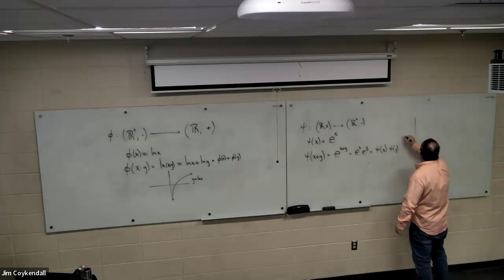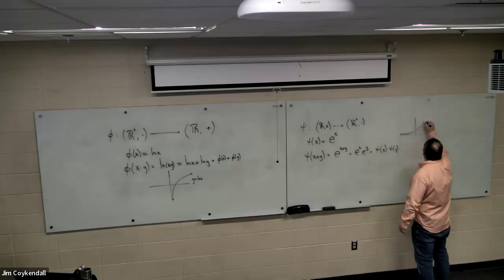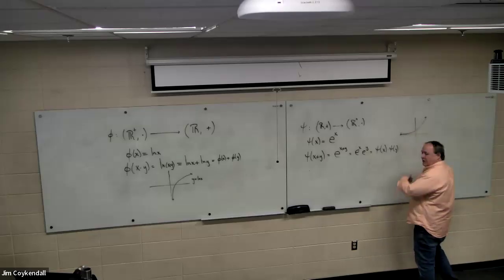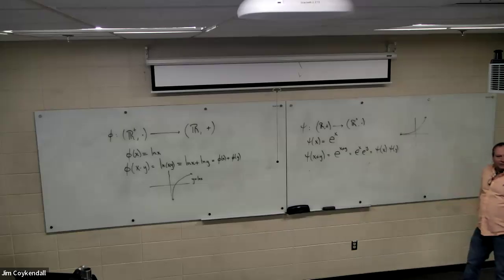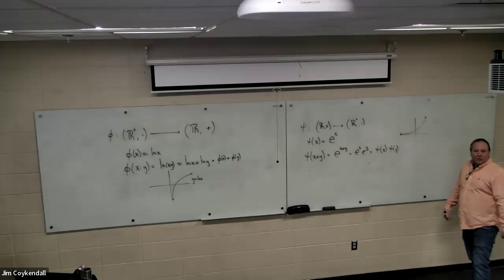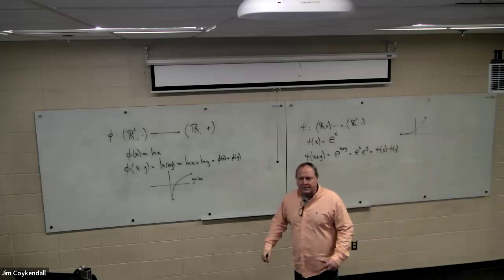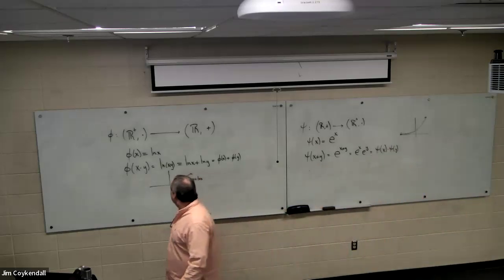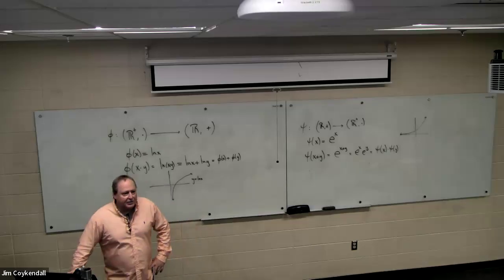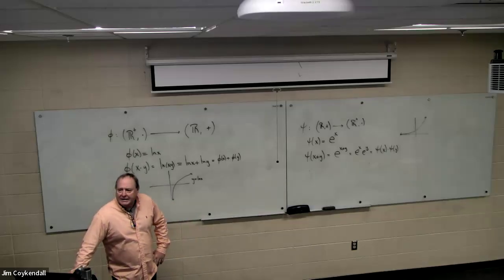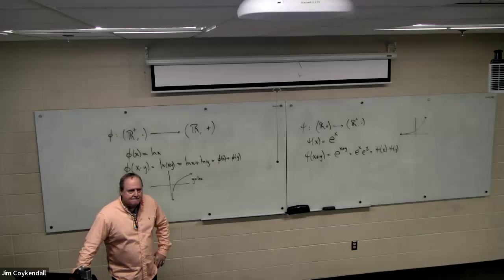The exponential function looks like this. Notice its domain is all the reals and its range is the positive reals. So this is also 1 to 1 and onto. So this is also a group isomorphism. Any questions on this?